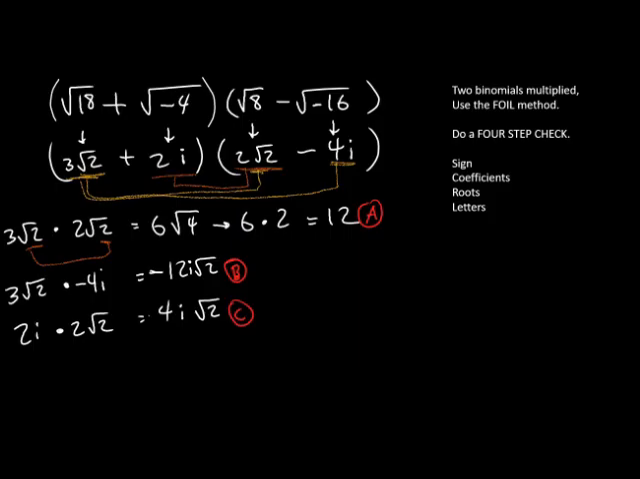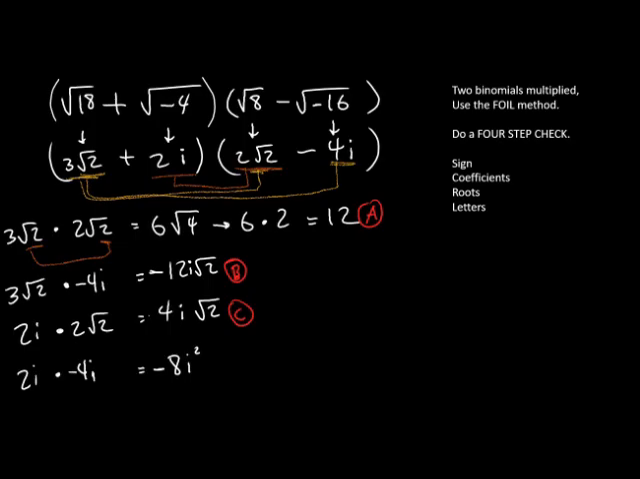Now our last terms will be 2i times negative 4i. We inspect the signs first and notice that we have a positive times a negative, so we can expect a negative answer here. Our coefficients are 2 times 4, which will be 8, and our letters will be i times i, which is i squared.